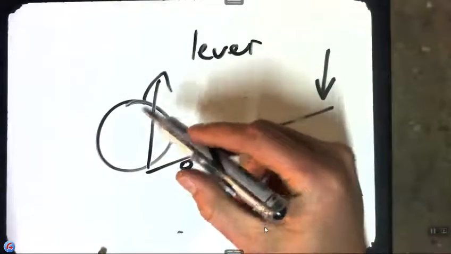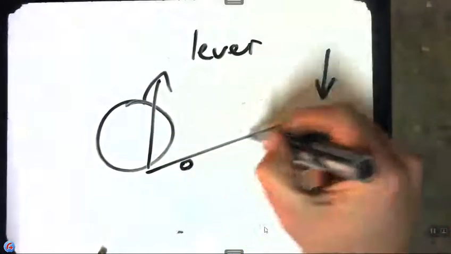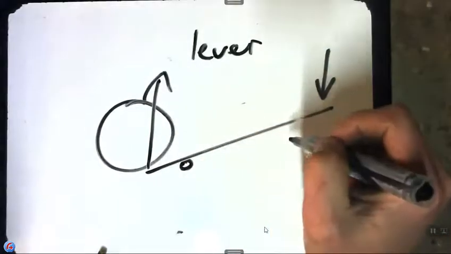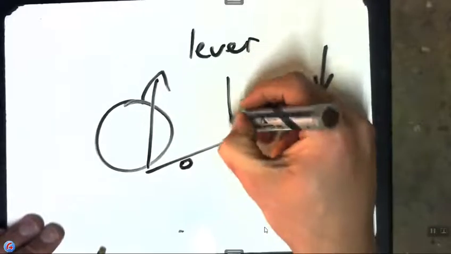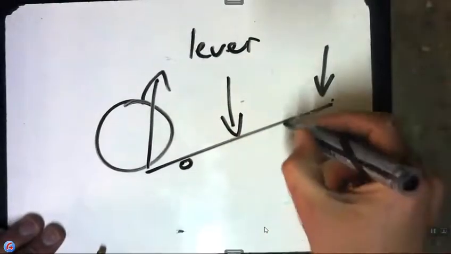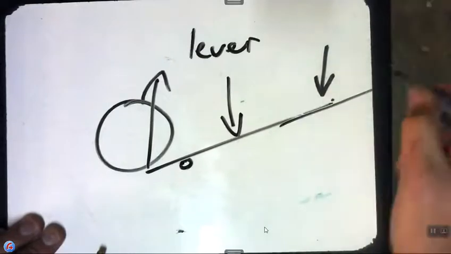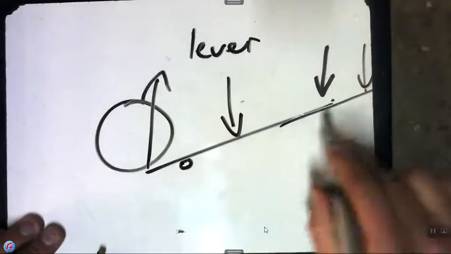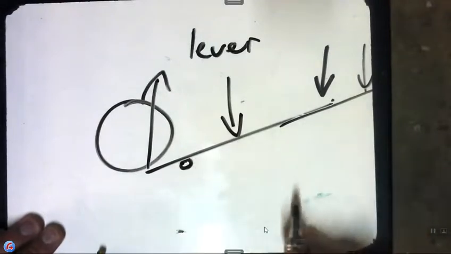So the longer the rod is, the less force I have to apply. If I push here, I'm going to push much harder than when I push here. And if I extend this and I push there, it's going to be much less force. So the longer the lever is, the less force is needed.